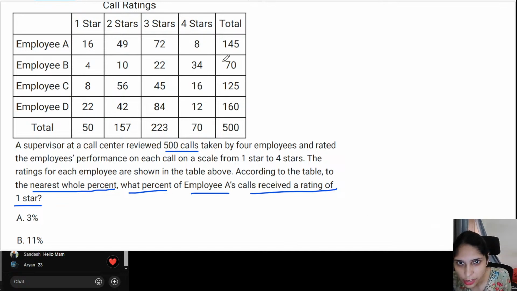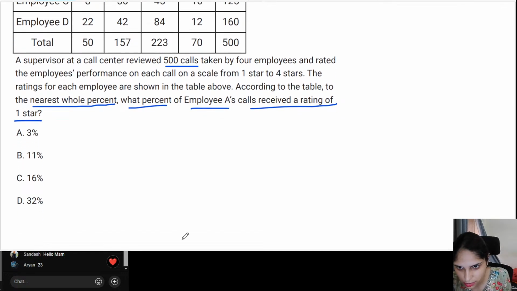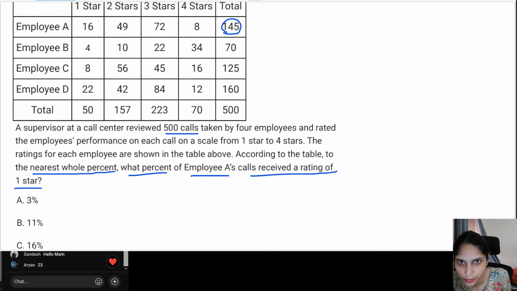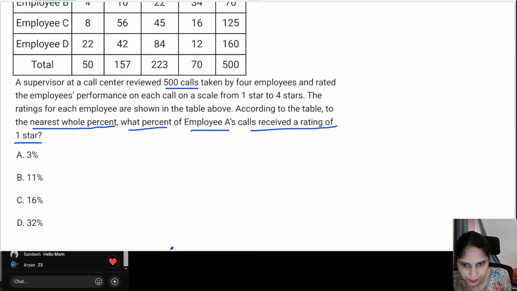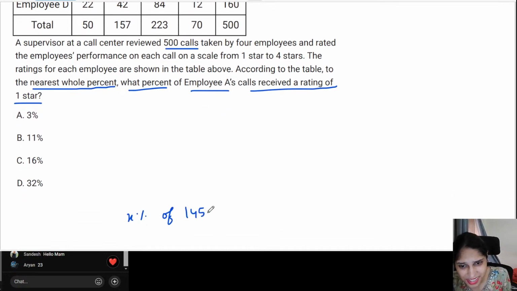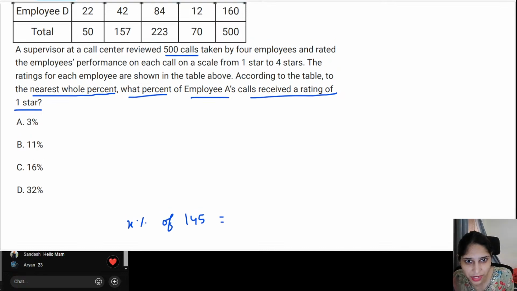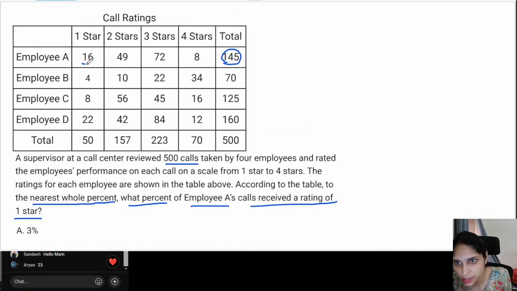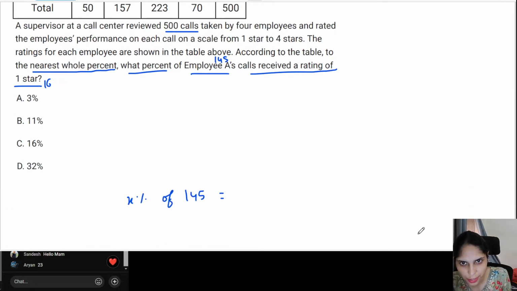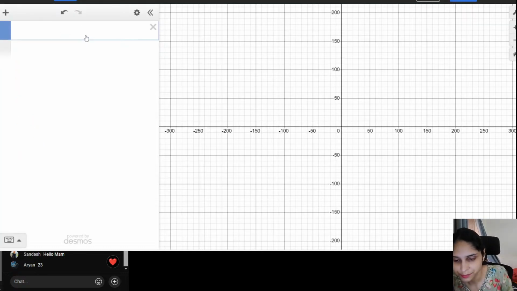So employee A's calls are 145. So your equation is going to be, what percent means X? We do not know. Employee A's calls are how much? 145. Received is our equals, whatever that is equal to, rating of 1 star. 1 star is how much? 16. So your equation is going to be X percent of 145 is equal to 16. Just type it over here.